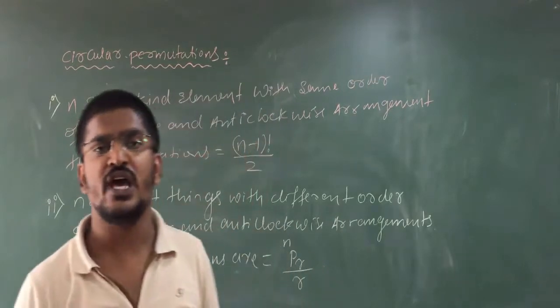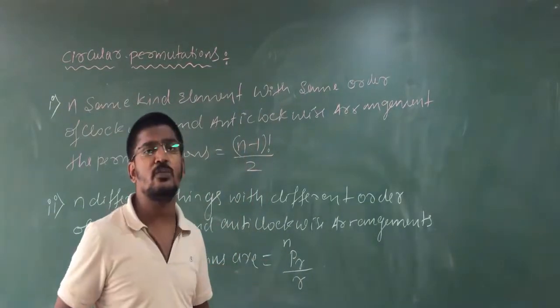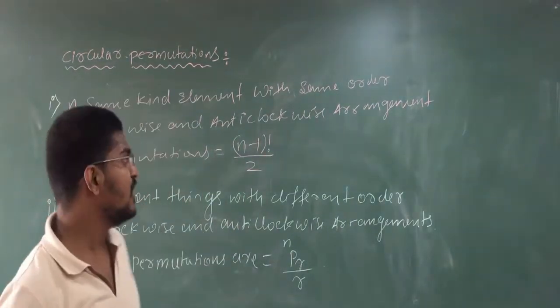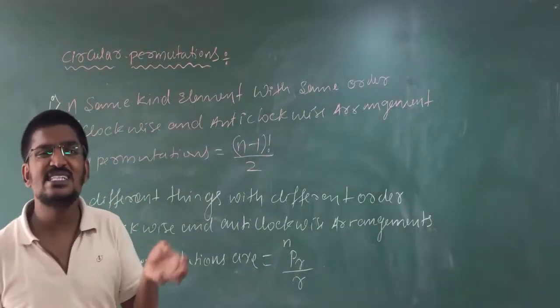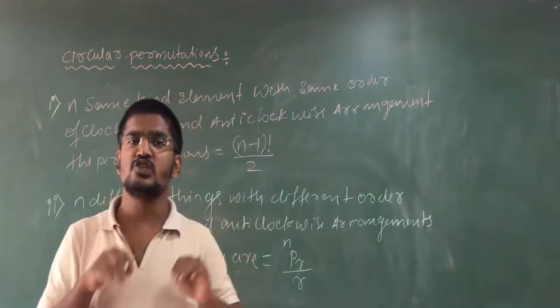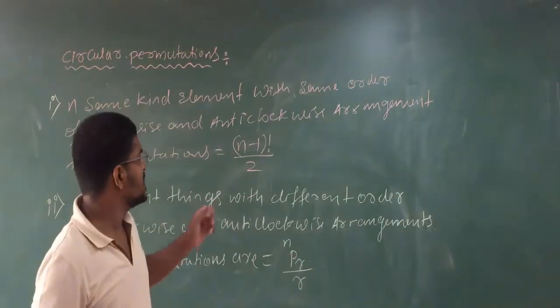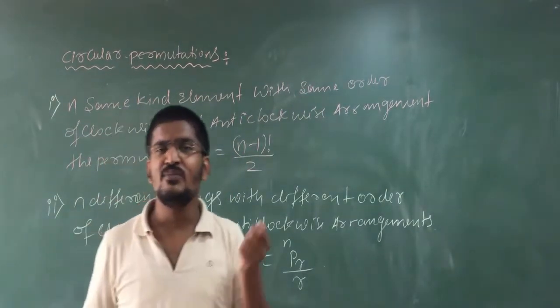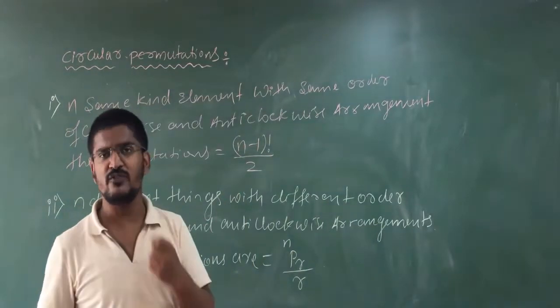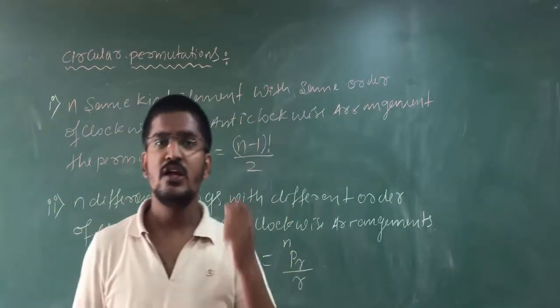In that situation, your permutations are going to be nPr divided by r. Clear? In the same way, if n same kind of things are taken, and clockwise and anti-clockwise is also the same order, then in that case you are going to have (n minus 1) factorial divided by 2. Clear? That means (n minus 1)! divided by 2.